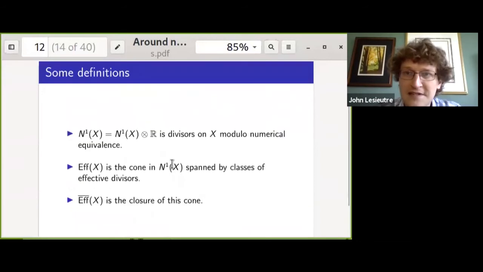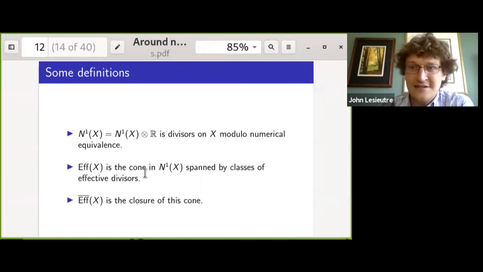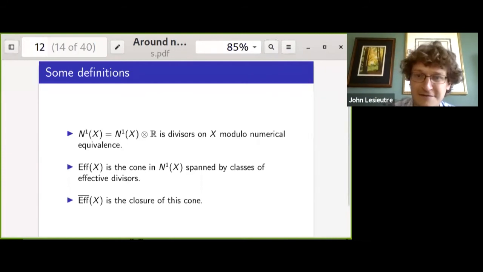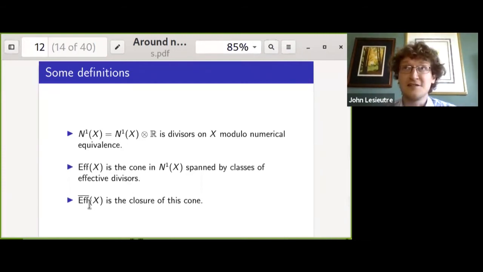All right, so let me get started. A little notation before I get to the example. Soon it's just going to be a fun example talk. When I write N1 of X, I mean the finite dimensional vector space of divisors on X mod numerical equivalence. The effective cone is just the subcone of N1 of X of classes in that vector space represented by actual effective divisors. And the pseudo-effective cone, with a bar over it, is just the closure of that cone, so limits of classes of effective divisors. If you haven't seen this before, the example is going to be real easy. I'll draw you a picture soon.